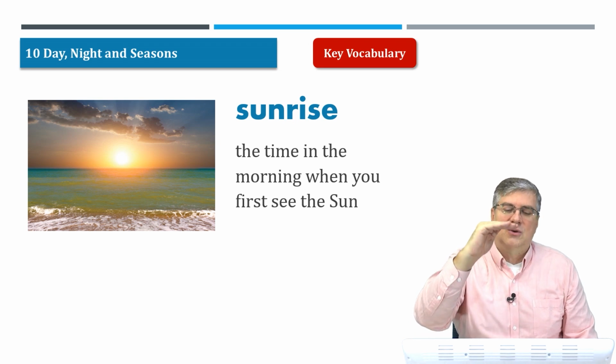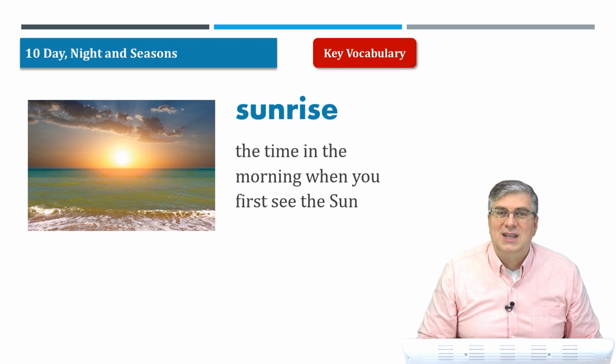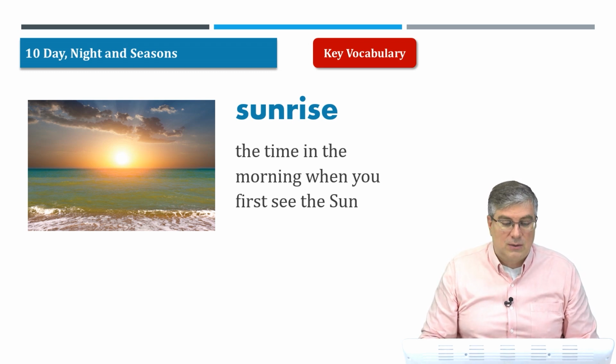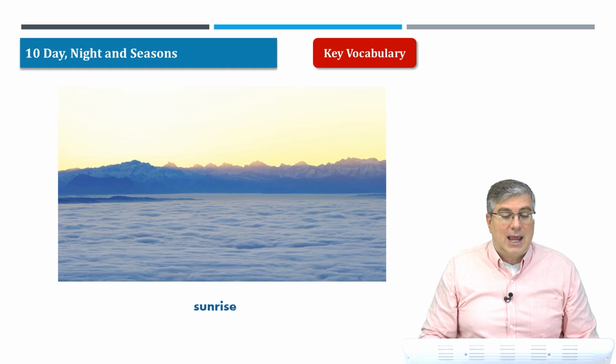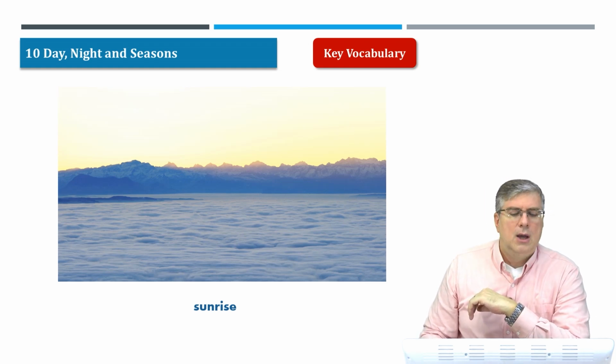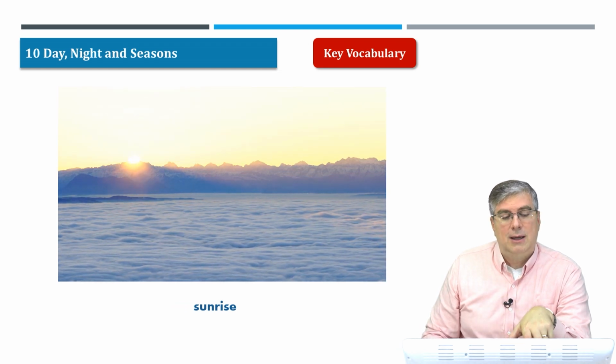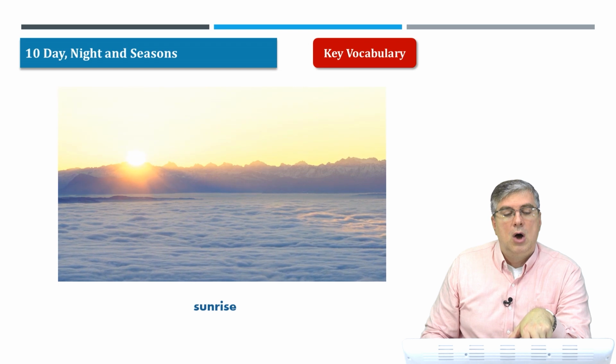So the sun seems to rise in the morning. The time in the morning when you first see the sun, we call that sunrise. And we have a video of that. And as you can see, it's morning. You can't tell, is it morning or is it evening? Well, if you just wait a little bit, right, you can see, there's the sun. It's coming up. We see it gradually coming up over the mountains.